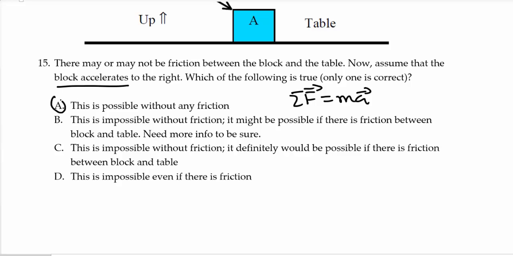Now, A is a possibility. B, this is impossible without friction. That is not true. C, this is impossible without friction. This is not true. The answer definitely is A.